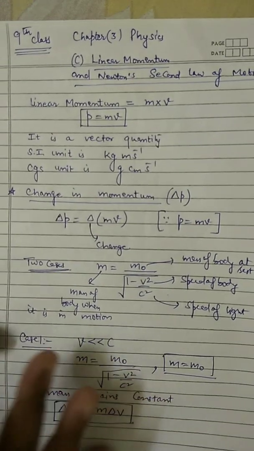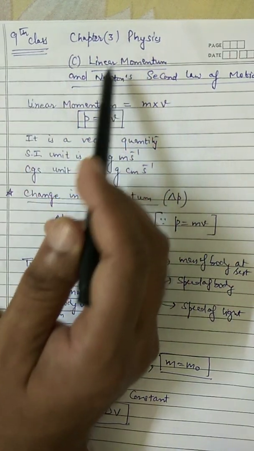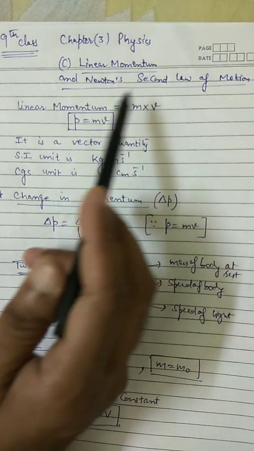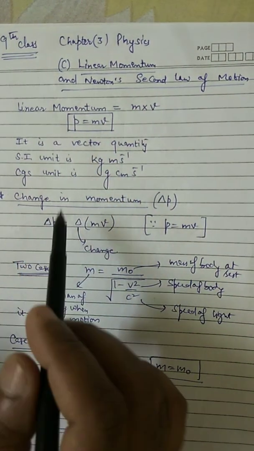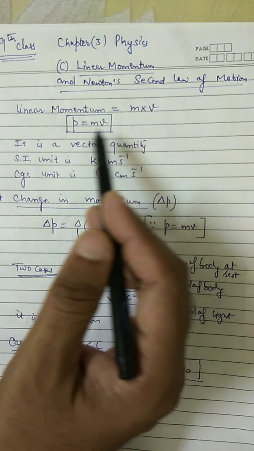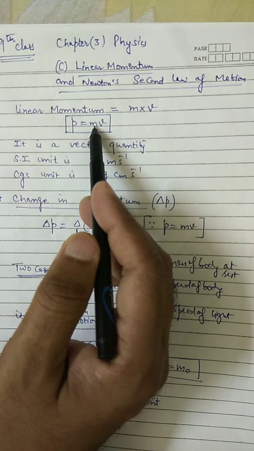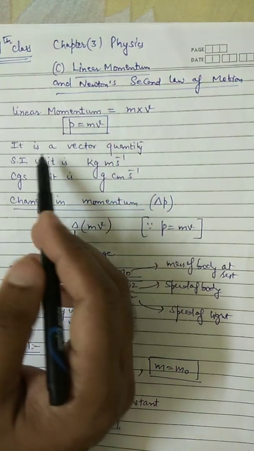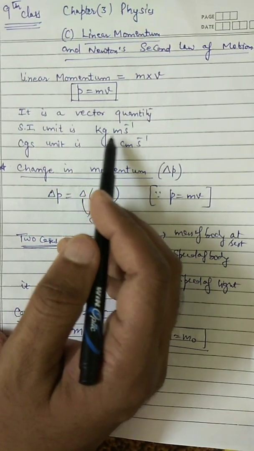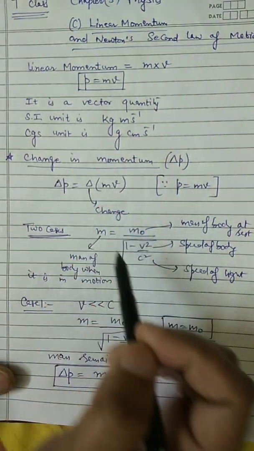Hello students, in this video of chapter 3, class 9th physics, part C, linear momentum and Newton's second law of motion we will discuss in detail. Linear momentum is the product of mass and velocity. It is represented by small p, mass with small m, and velocity with small v. It is a vector quantity. The SI unit of linear momentum is kilogram meter per second and the CGS unit is gram centimeter per second.